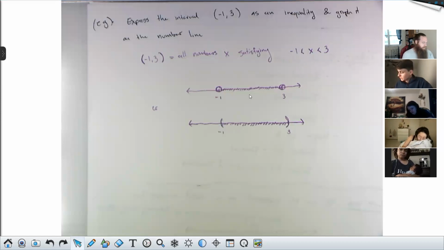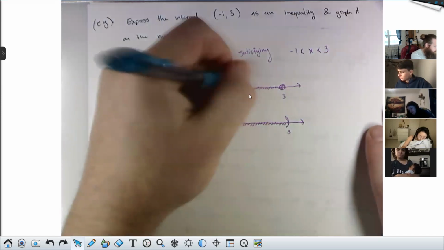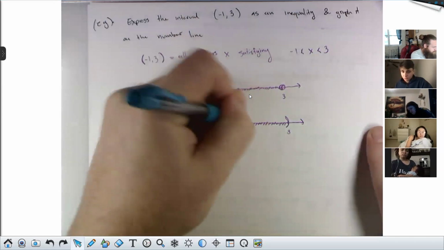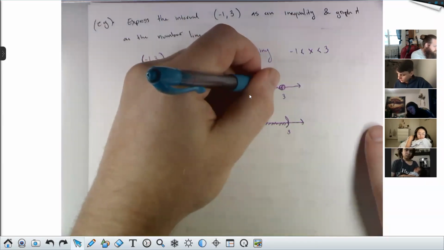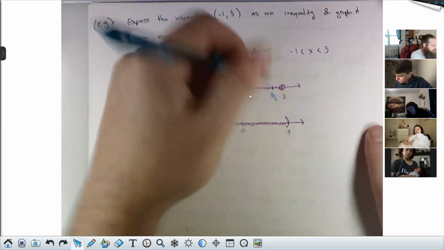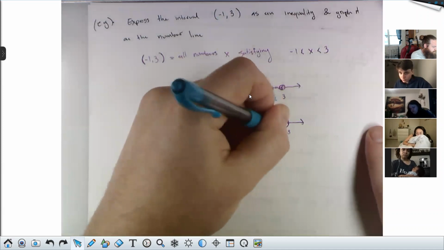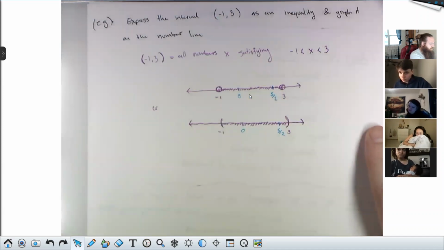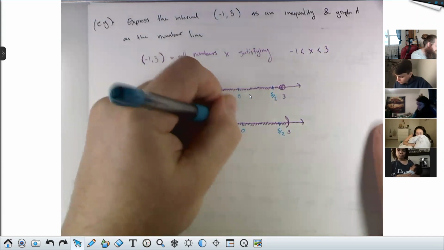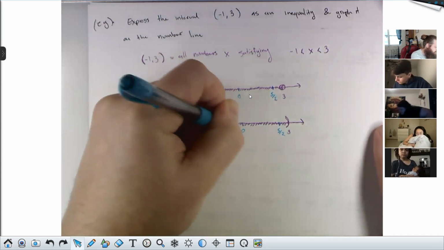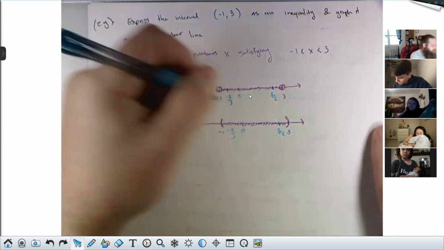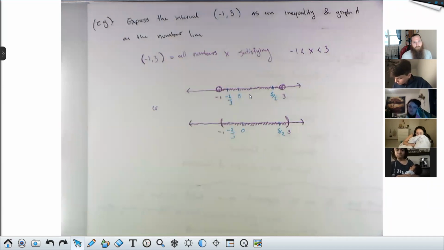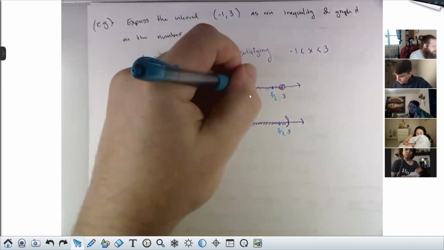Some examples of things that are in here. Certainly 0 is in here. You know, 5/2 is in here. That's 2.5. -1/2 is in here, or -2/3 is in here. We can identify lots of things that are in this set. Integers, 1 and 2 are both in here, right?